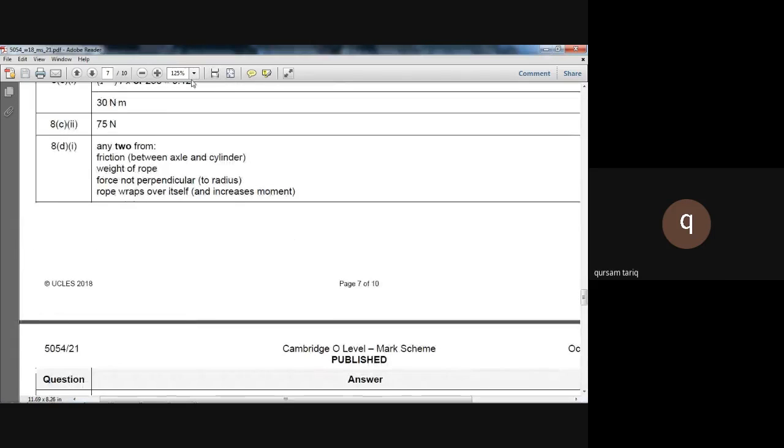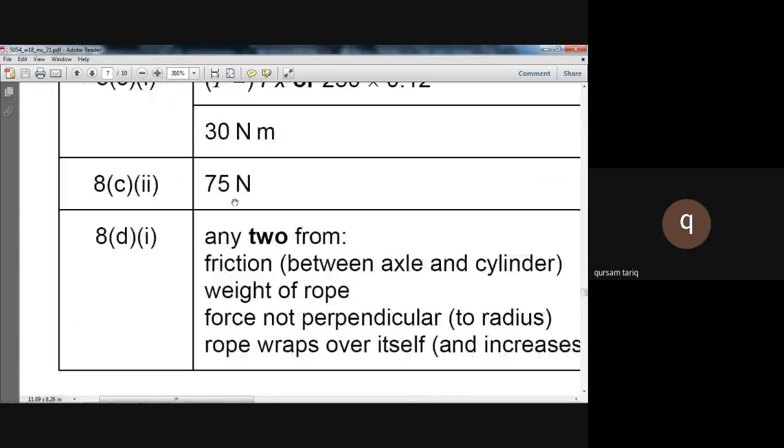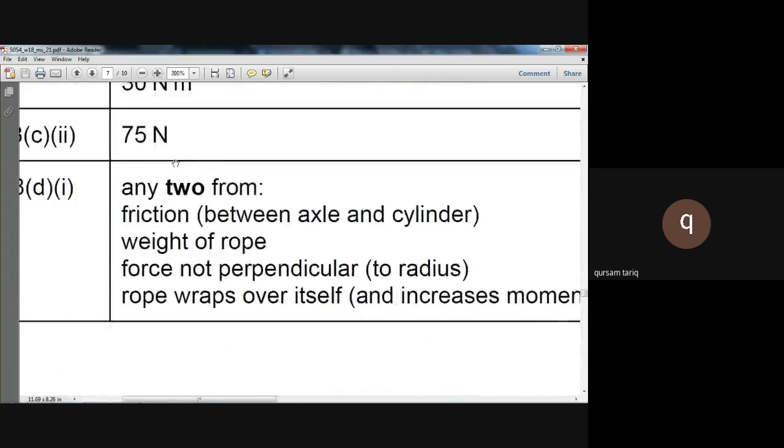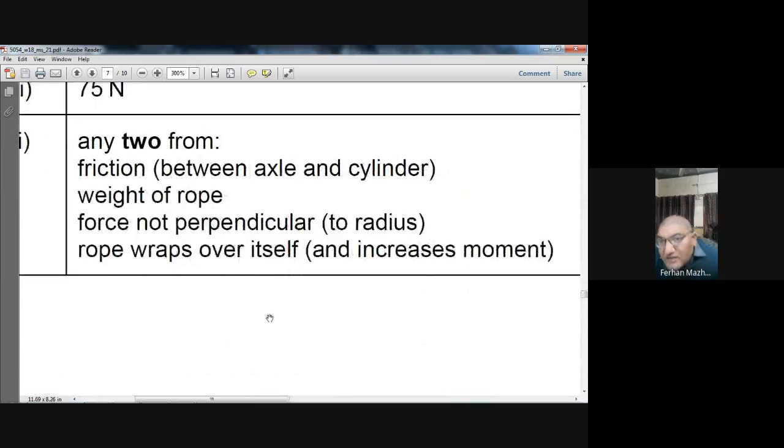The second one is very important, the heat one. Yes, this is the answer. Friction between the axle and the cylinder, because there is friction between the axle and the cylinder. You also have to raise the weight of the rope, and the force which we have applied might not be perpendicular. The rope wraps over itself and increases the moment.